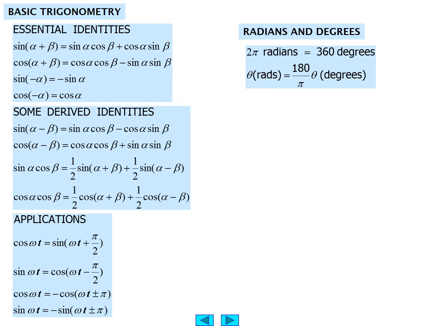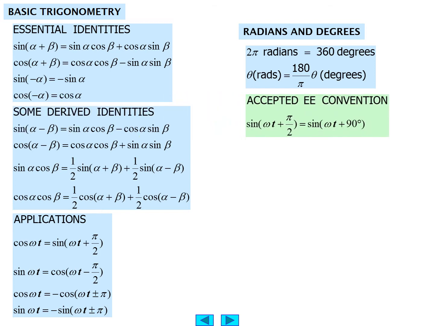Radians and degrees. 2 pi radians, of course, is 360 degrees in our functional definition of a complete circular extent. Or theta in degrees is 180 divided by pi times theta in radians, if you want to convert. The accepted EE convention, though, usually does not write radian angles. It usually writes angles in degrees, and that's pretty standard. So, for example, sine of omega t plus pi over 2 is equal to sine of omega t plus 90 degrees. However, either form would be correct as a representation of an answer.